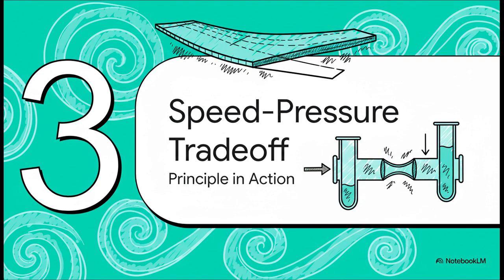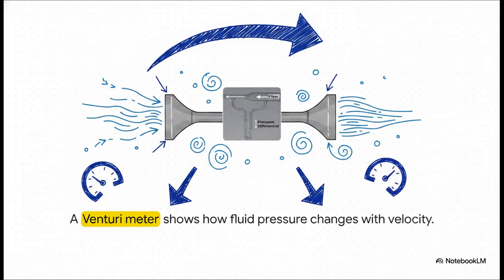Well, let's put Bernoulli's principle to the test and look at the most famous trade-off of all: speed versus pressure. And a perfect way to see this in action is with a device called a venturimeter. Honestly, it's nothing fancy. It's just a pipe that gets skinny in the middle. But that one simple change makes it the perfect little laboratory for watching Bernoulli's principle do its thing.